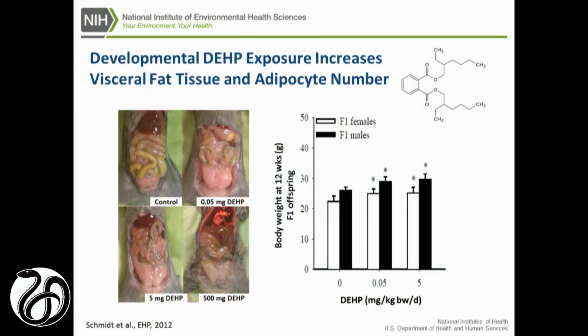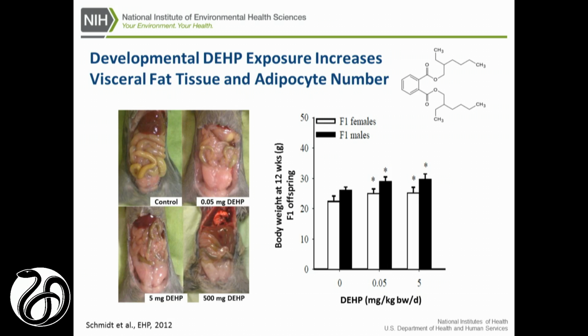Here's another typical kind of study. Developmental exposure to a phthalate ester increases visceral fat tissue and adipocyte number. So DEHP is a plasticizer found in plastics and plastic toys. And again, if you look at the body weight at 12 weeks after this developmental exposure to the pregnant mother, you can see a little bit of increased body weight in both males and females.